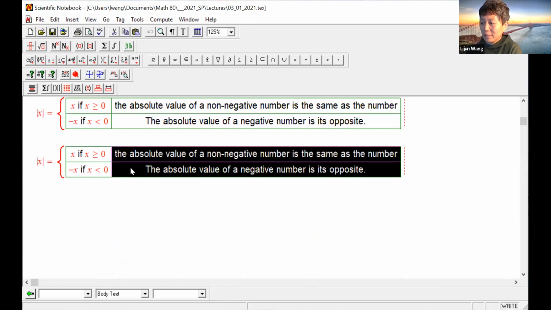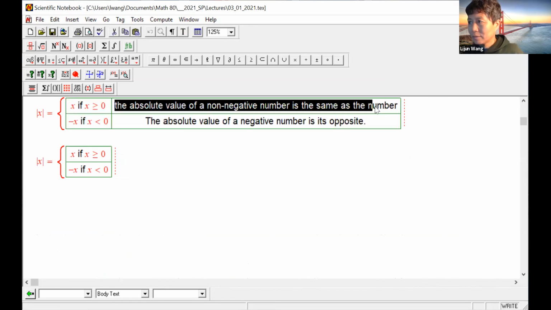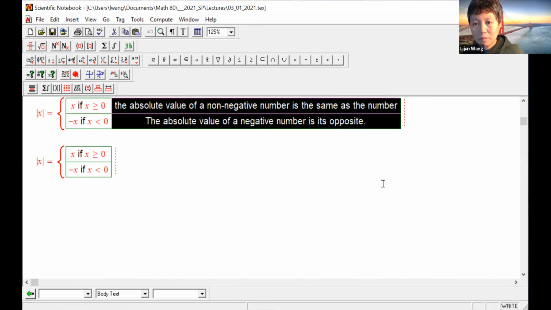Okay. And you're not going to see these. But in your mind, you know this. Do you follow me? In your mind, you know how to read it.